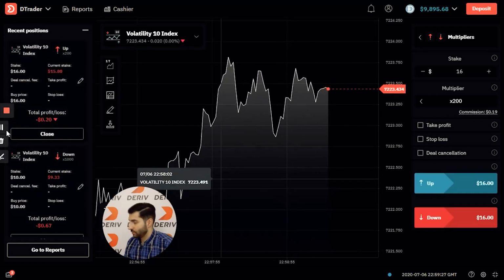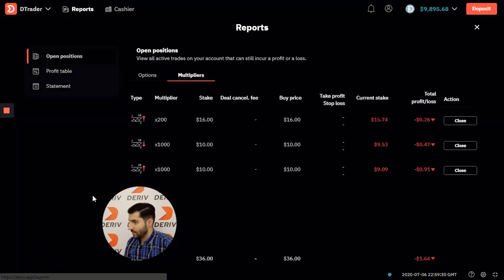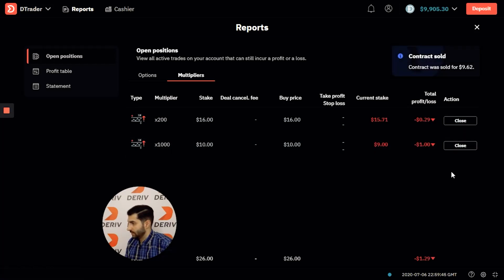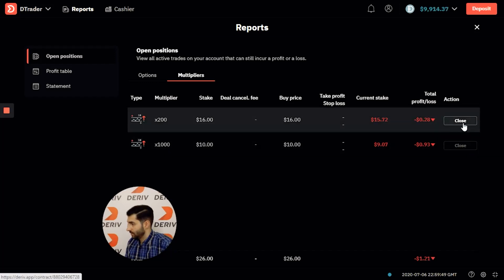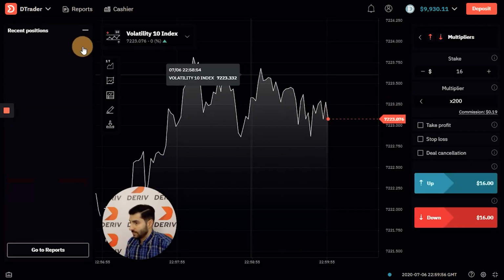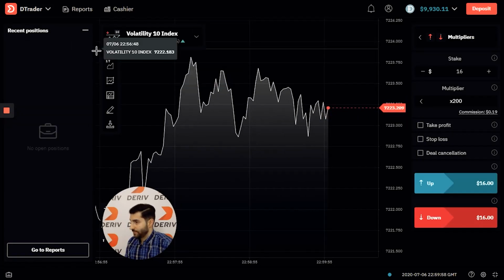Just going to show the reports section. So if we go to reports now, and the open positions tab, multipliers has a dedicated section to filter it out. You can actually watch all your current open positions in one single view like this. If any contract like right now hits a particular result that I like, I can close off right from this view here. And we can just jump back to the actual platform again, clear things up again over here.